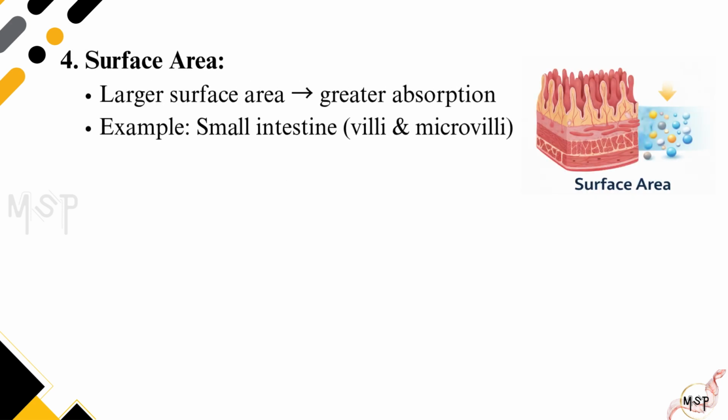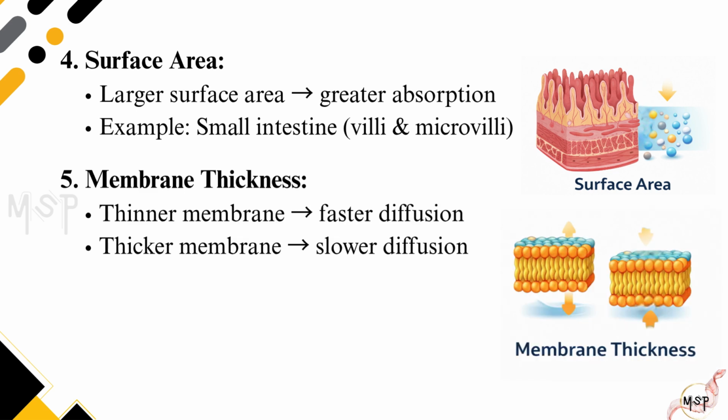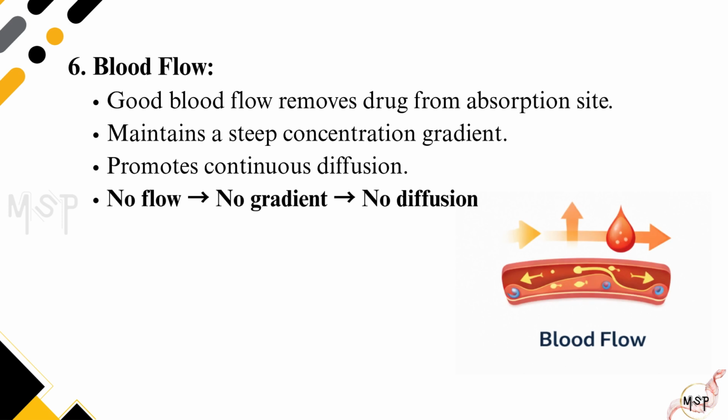Surface area. This is why the small intestine is so good at absorption. All those villi and microvilli dramatically increase the available surface area, and more surface area means faster absorption. Membrane thickness. The thinner the membrane, the shorter the distance the drug has to travel, and the faster it diffuses. And blood flow. Good circulation continuously sweeps drug molecules away from the membrane on the blood side, keeping the concentration gradient steep. No flow, no gradient.